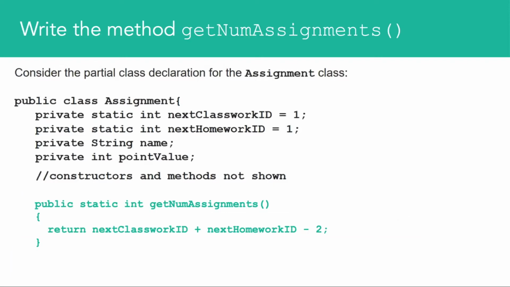One way we could write this method is public static int getNumberOfAssignments with no parameters, and it will return the next classwork ID plus the next homework ID minus 2. Remember that they're already initialized to 1 each, and so we need to take that into consideration when trying to get the total number of assignments.